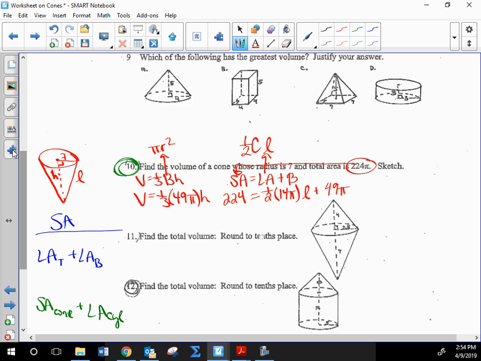Okay. So we don't know our slant height, but they did give us our total surface area. So now we have the equation. We can solve for slant height. Once I have my slant height and I put that in, then I can solve for my height. And then once I have that, I can put it in and solve for the volume.